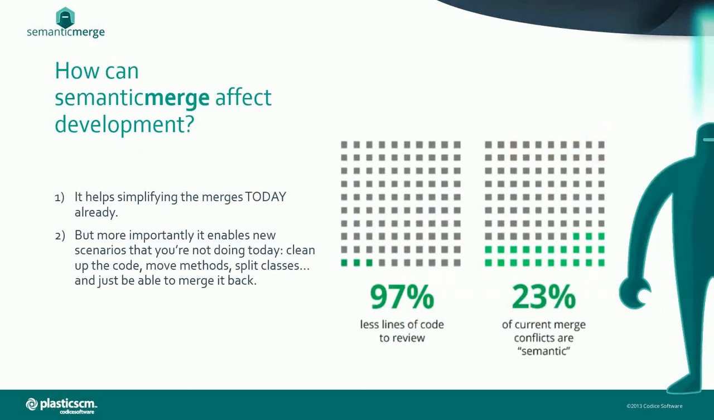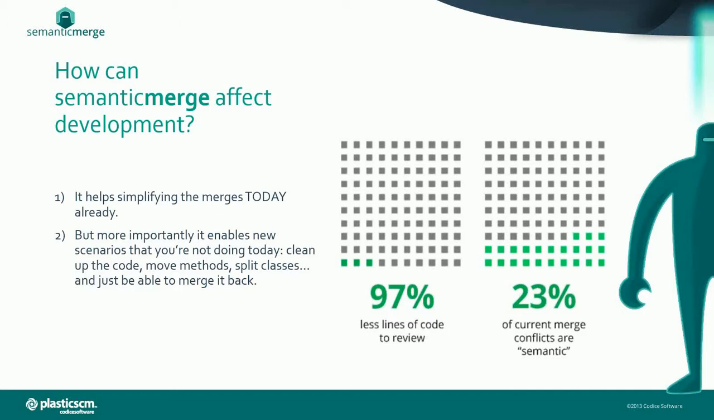So first, Semantic can help you simplify some of the merges you do today. I mean, with the development practices you are using today, which basically tend to avoid this kind of conflict, right? Because you normally won't move a method down and then modify the method in parallel in a different location, because you end up in trouble.